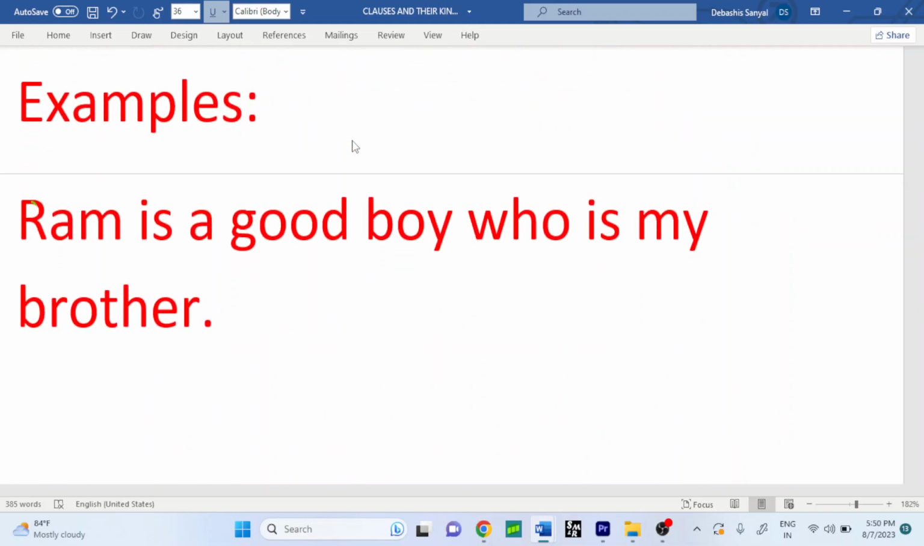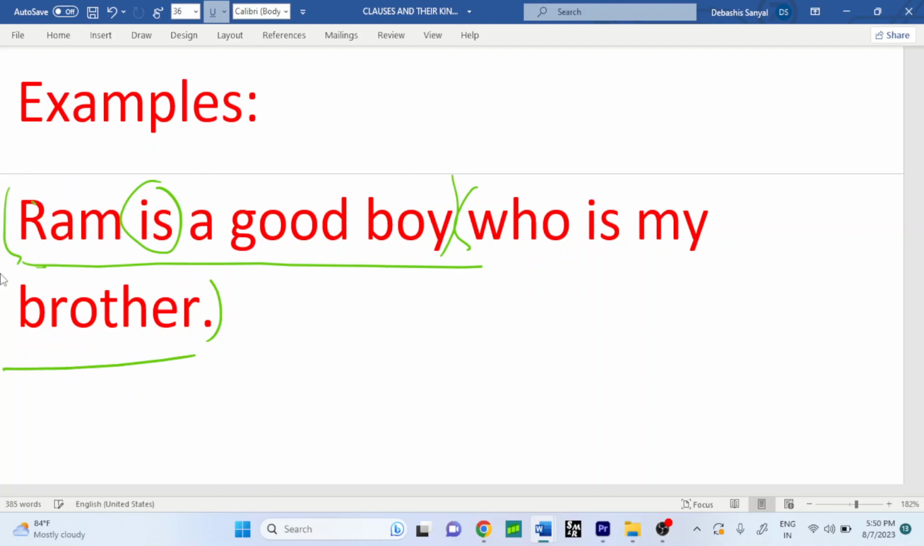Example: Ram is a good boy who is my brother. Ram is a good boy. The underlined portion is a clause because there is a finite verb and it's a part of a sentence having a group of words. And who is my brother is also an example of a clause. There are some words and there is the finite verb is.